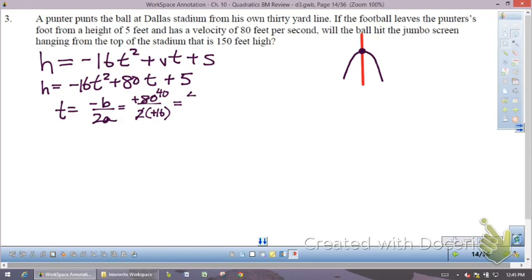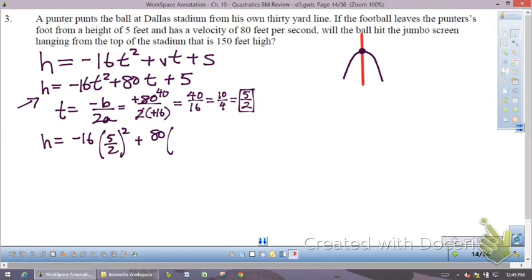Okay, now we have 40 divided by 16. What goes into both of those? 4 goes in, right? 10 and 4. Reduce again, you get 5 over 2. That is the time. So it takes 2.5 seconds for it to reach its highest point. We're going to plug this value, remember, that's not a height yet. That's an amount of seconds. You're going to plug it back in to this function. And you get height equals negative 16 times 5/2 quantity squared plus 80 times 5/2 plus 5.